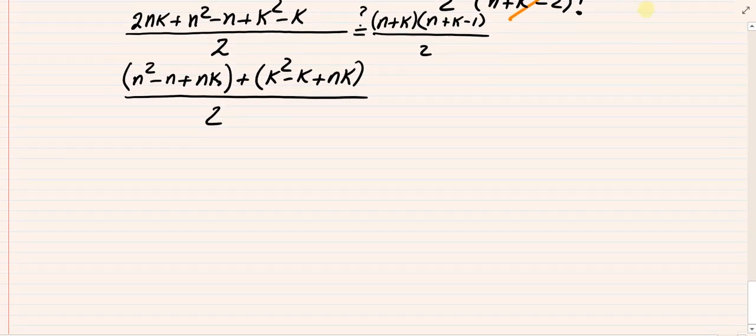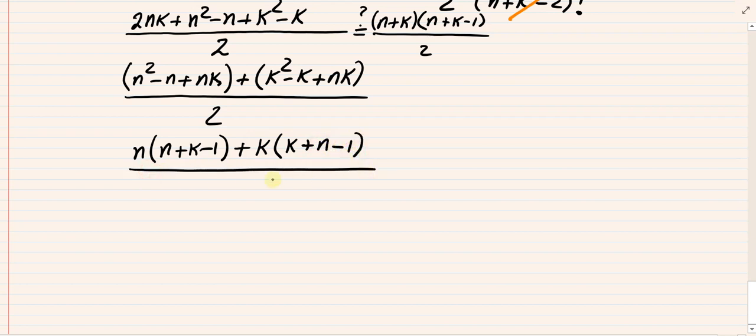Let's see. First, the trinomial. I'm going to factor the n here, so I get n times (n plus k minus 1). And factor k from the second one, I get k times (k plus n minus 1). All of that divided by 2.